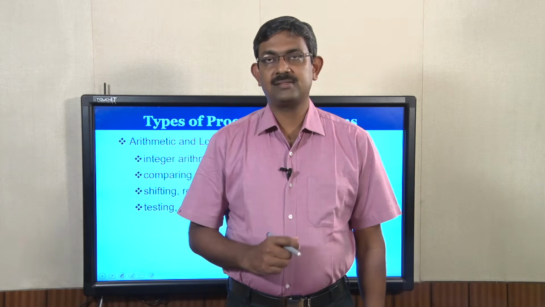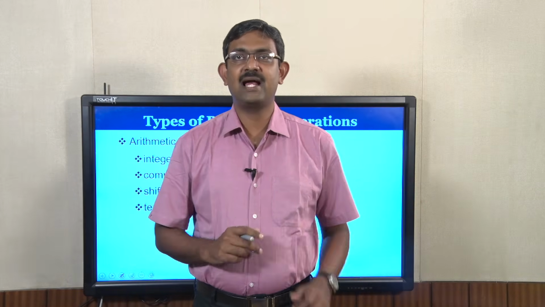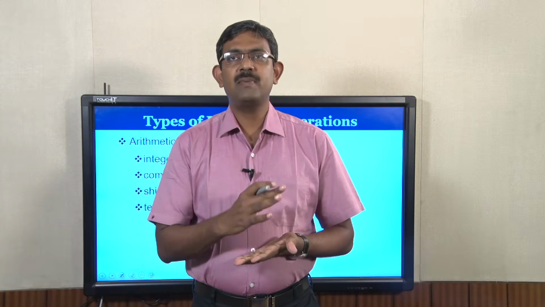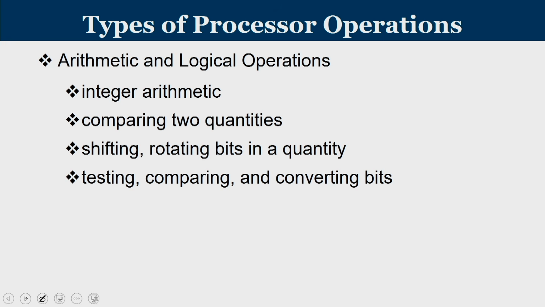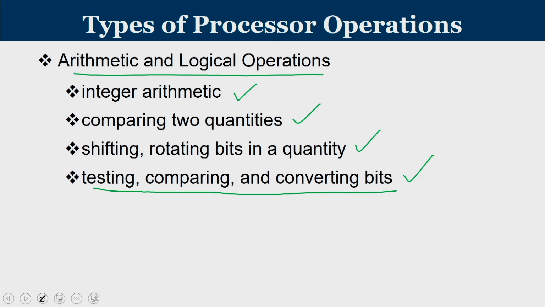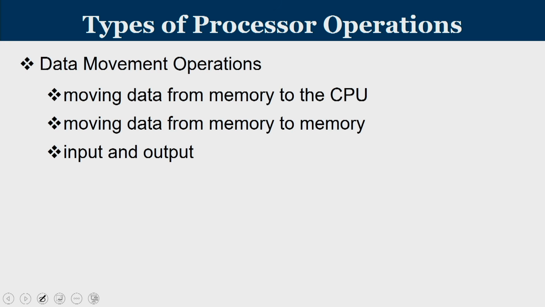Let us now try to understand what are the basic operations that a processor can do. It is called basically classification of instructions. The first and foremost type of operations that basically microprocessors do is on arithmetic and logical operations, wherein it performs integer arithmetic, logical arithmetic, comparison of quantities, shifting and rotation of numbers, testing, comparing and converting bits. These are the basic operations that come under arithmetic and logic operations.